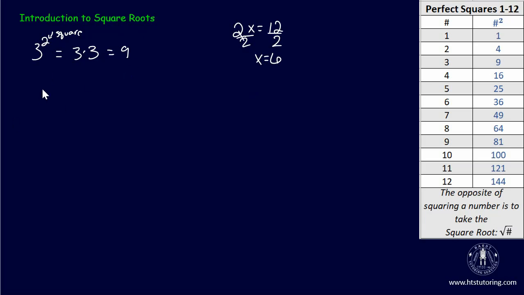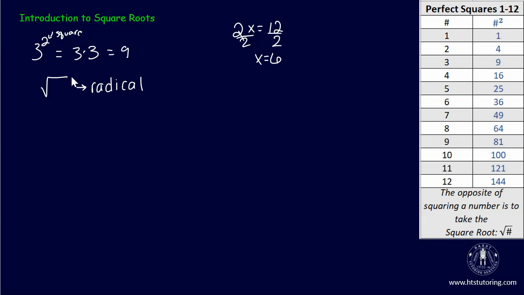Now, the symbol you'll see for that looks like this. It kind of looks like your long division sign, except it's got this little check mark looking thing on the front of it. This is called a radical. It's called a radical because that's the generic term for all the different roots we can take. All right, so we have radicals.